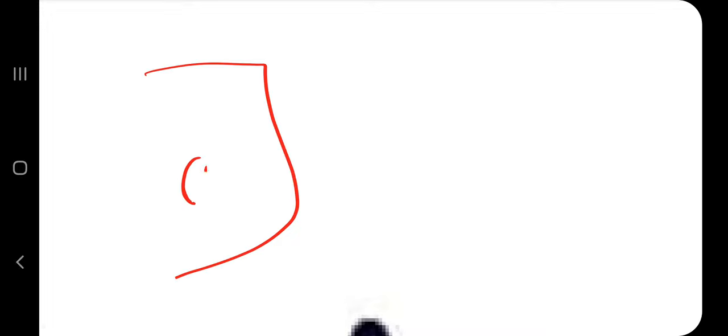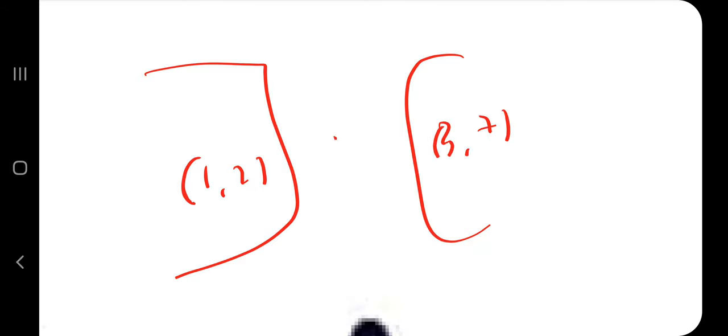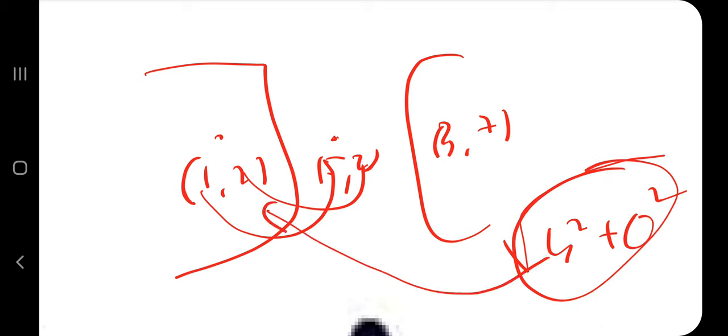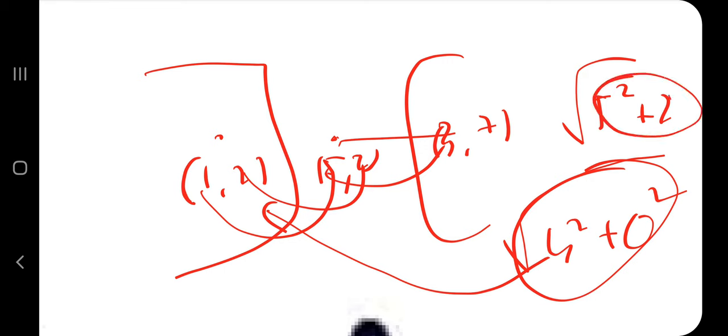I'll show an example of how exactly we calculate it. For example, just consider two points here: 1, 2 and here we have 3, 7, and here we have 5, 2. Now, if I want to calculate this distance, what will I do? Square root of (x2 minus x1), which is 5 minus 1, 4 squared, plus (2 minus 0), 2 squared. This distance I'll get for the left part. And this distance: 7 minus 2, 5 squared, plus 3 minus 5 is 2, 2 squared is 4. So 5 squared plus 2 squared, whichever is nearer, that is the category I belong to.